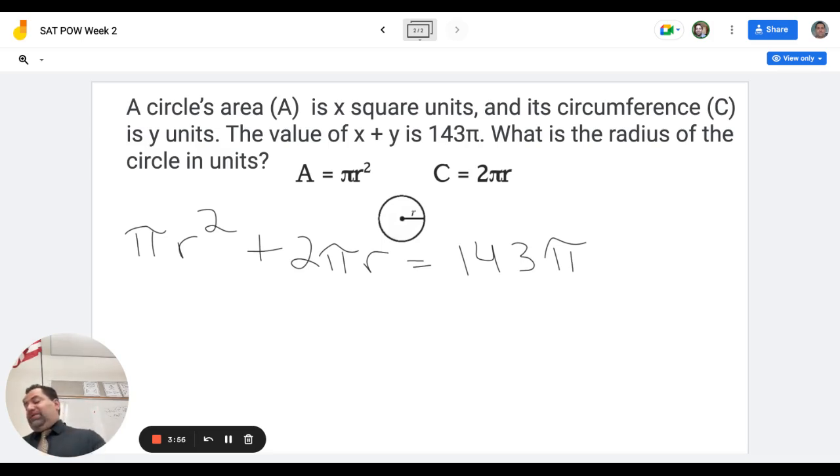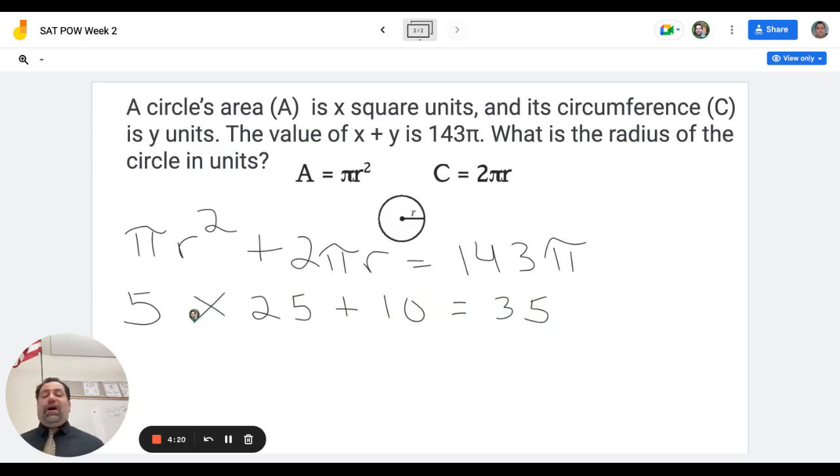So if I start with 5, right, we need r squared plus 2r to equal 143. So r squared is 25. 2 times r is 10. And 25 plus 10 is 35. So we know that it is not 5, and 5 is too low. Let's try one that's too high, maybe 15. Well, 15 squared is 225, and I already know that it's too high, right? Because 225 is already greater than 143.